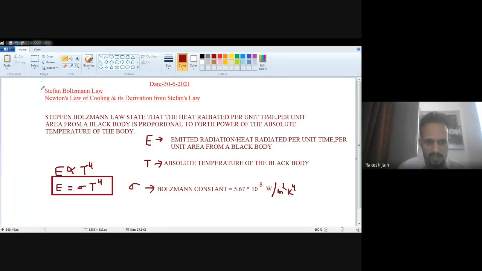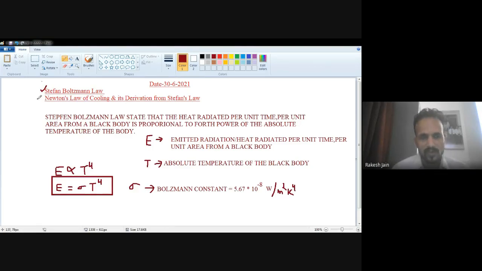Now, let us see the statement of the Stefan-Boltzmann law again. The emitted radiation of a black body is proportional to the fourth power of the temperature of that black body, so E is proportional to T raised to the power 4. Whenever we remove the proportionality sign, there should be a constant, and this constant is the Stefan-Boltzmann constant sigma. So E is equal to sigma T raised to the power 4, which is equal to 5.67 multiplied by 10 to the power minus 8 watt per meter square Kelvin raised to the power 4. So this is the Stefan-Boltzmann law.